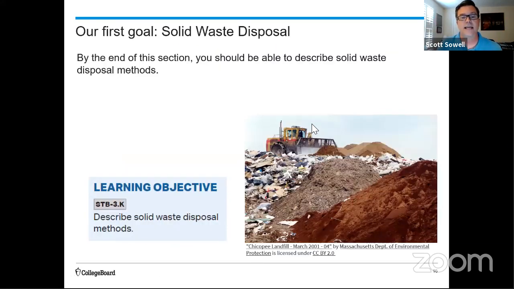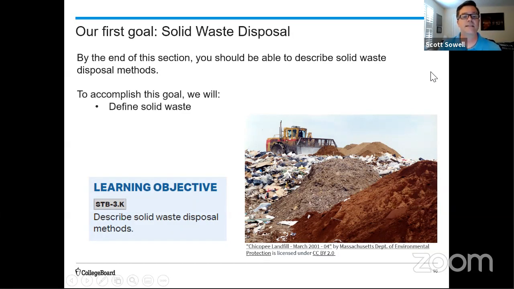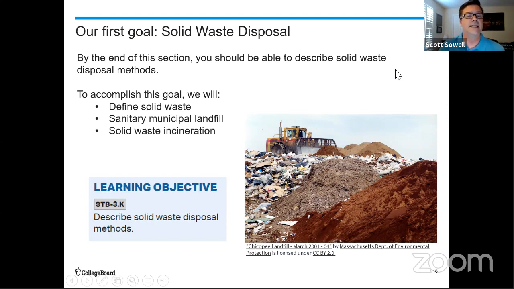And that's our question today, is what happens to it? So by the end of this section, you'll be able to describe solid waste disposal methods. To get there, we are going to define what solid waste is. It's a basic definition. We'll learn about a sanitary municipal landfill where most of our garbage goes. And then also solid waste incineration, which in some places is what they do with the solid waste. And finally, we'll look at some illegal ocean dumping and some of the very specific environmental consequences it results in.